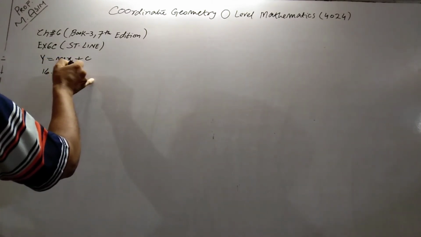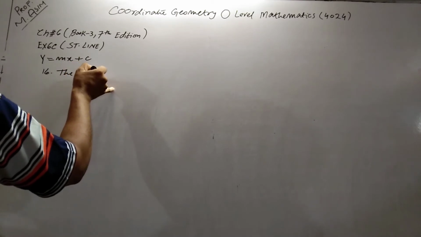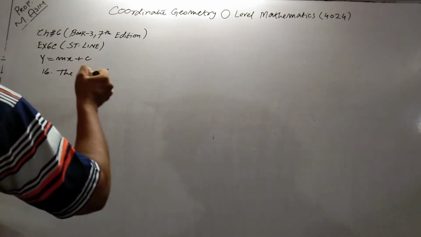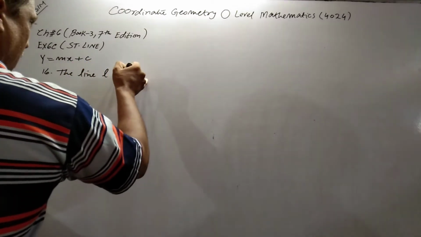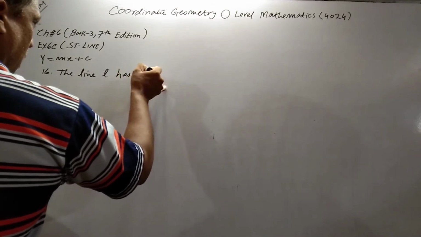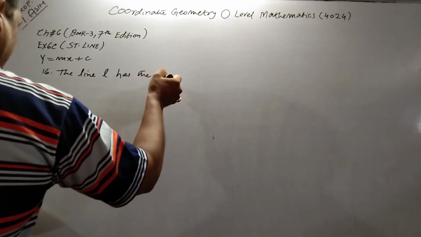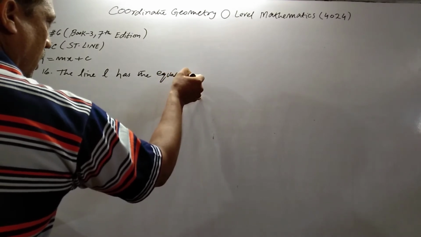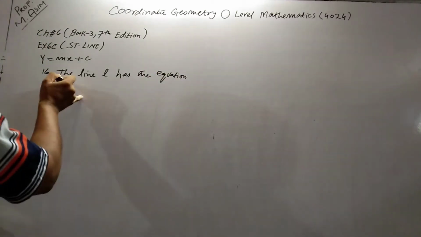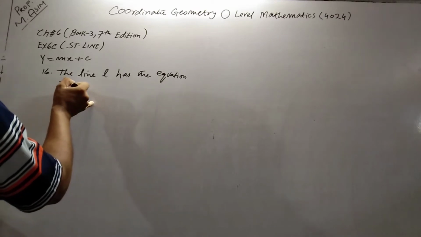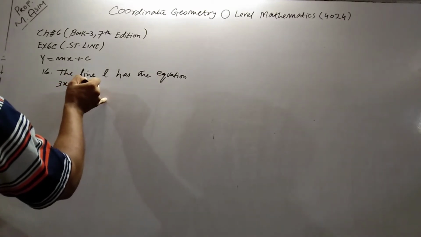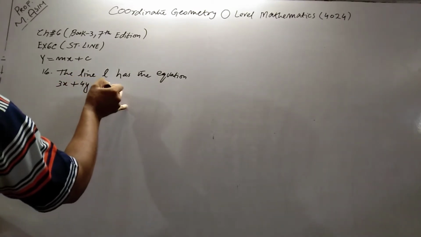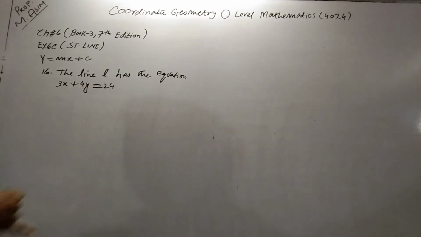The line L has the equation 3x plus 4y equals to 24.